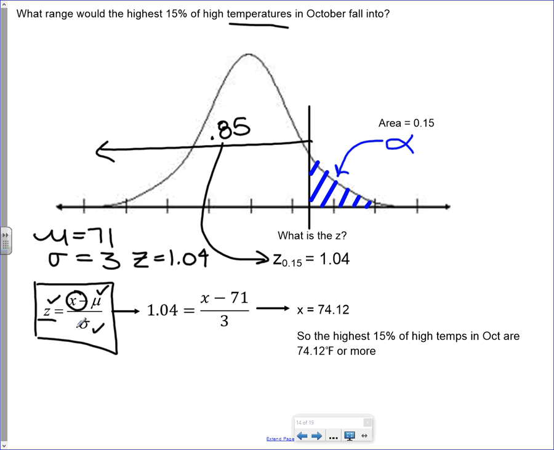We've got mu and sigma, which came from our original problem, 71 and 3. X is the only thing we don't have. So we can solve this equation, right? We would do 1.04 times 3. Then we would add the 71, and that gives us X equals 74.12. So the highest 15% of high temperatures in October are 74.12 or more.